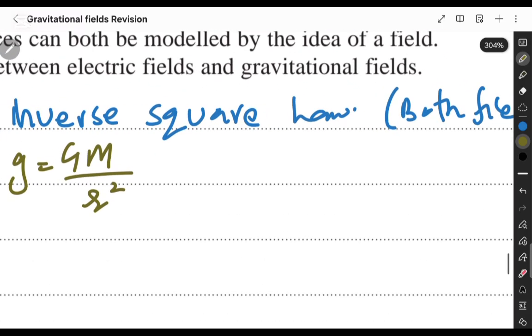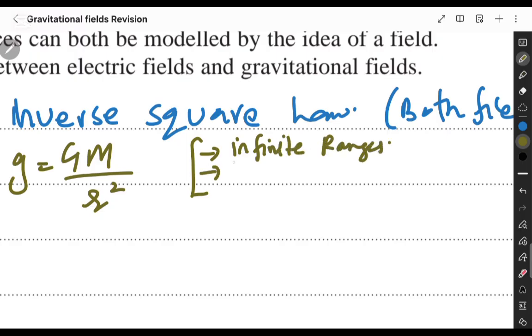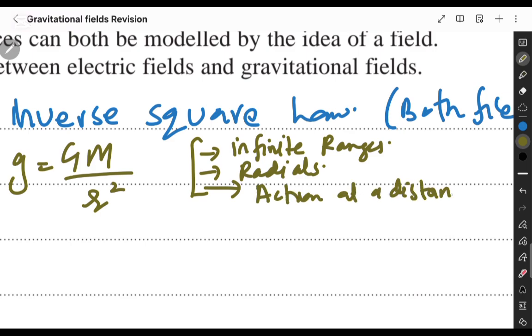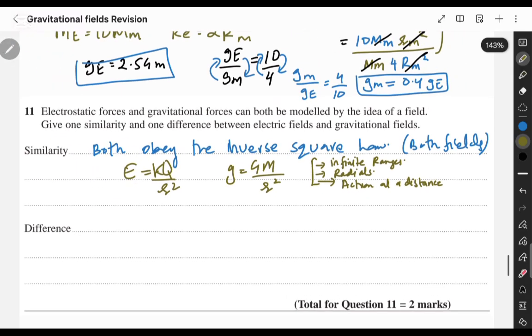Now I will include a few more points here as well. So they both have infinite ranges. You can write that as well. You can write that both of them are radial. Both the fields are radial. You can also write they both are an example of action at a distance. Okay, so those things you can write.